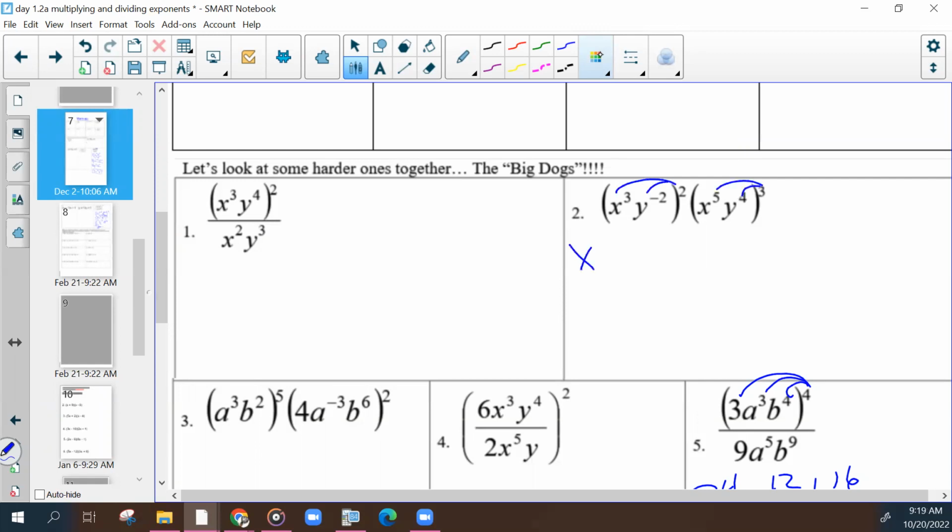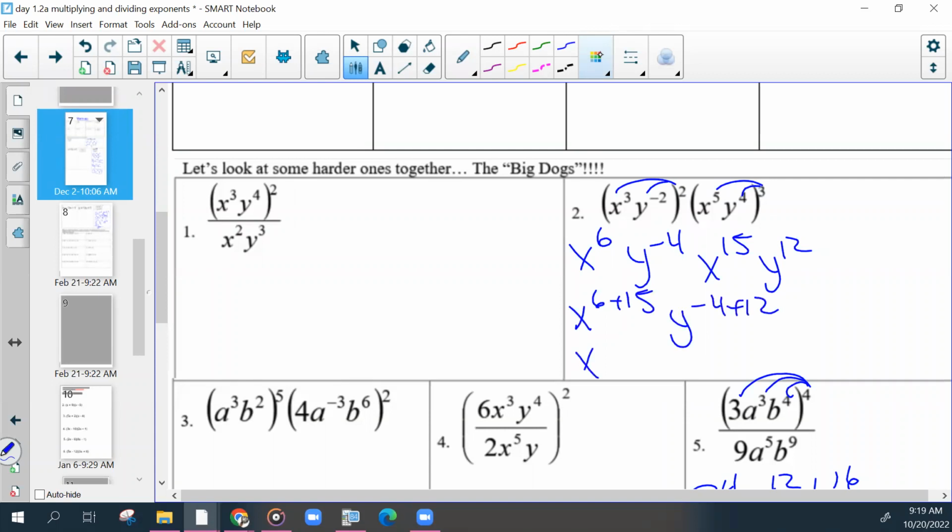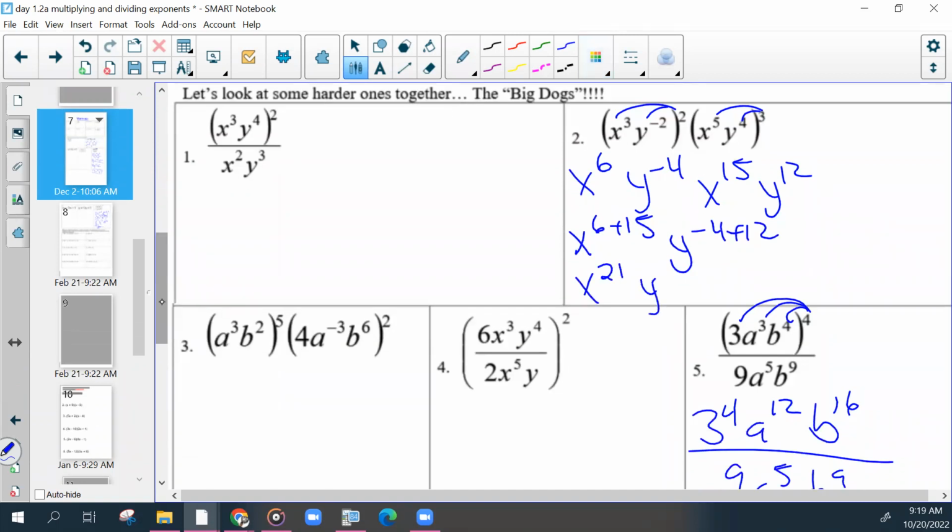So x to the 6, y to the -4, x to the 15, y to the 12. And then our next step? Add. Yes, we have a negative, so in this case we are adding all of our exponents together. So x to the 21st, y to the 8th. We don't have negative exponents anymore, so we don't need to flip anything. That would just be our final answer. We don't have numbers to multiply or anything, so we don't have to worry about that.